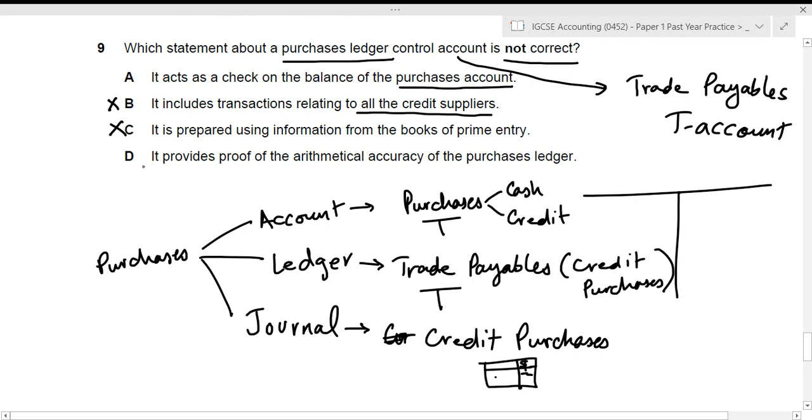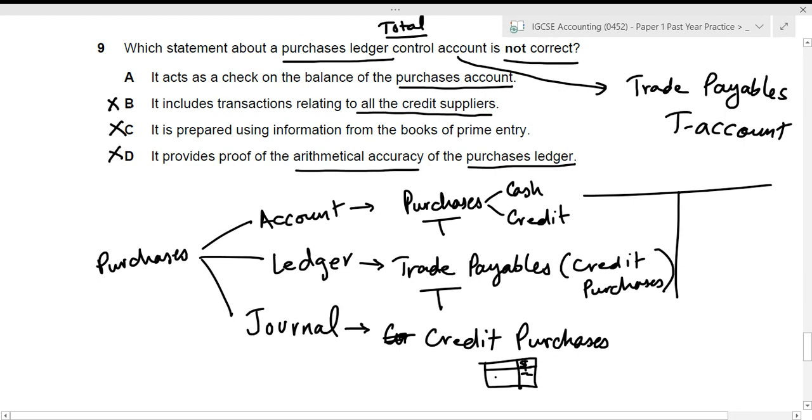Next, D, it provides proof of arithmetical accuracy of the purchases ledger. As I said earlier, purchase ledger control account is a total account for all the purchases ledgers of all the suppliers. That means all the trade payables in our company. When we total them up, we are trying to find the arithmetical accuracy: if we total them up in the total ledger, and if we see them individually, are they the same or not? So that's the correct statement, which is not going to be our answer because we are looking for the not correct statement.